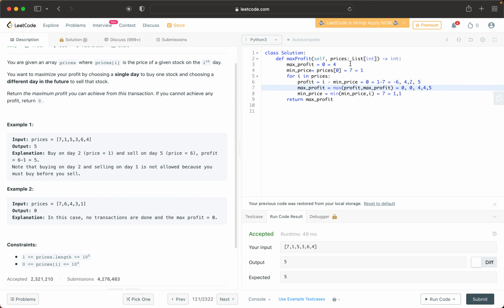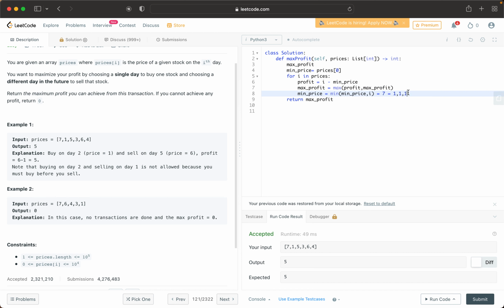Now we shall take 4. So our profit is 4 minus 1, which will be 3, and the maximum profit will be the maximum of 3 and 5, which will still be 5, and the minimum will still be 1 from 1 and 4. So hence we will run out of the for loop, and we shall return our maximum profit, which will be 5, right? So this is the logic behind the code, and I hope you guys got the logic.